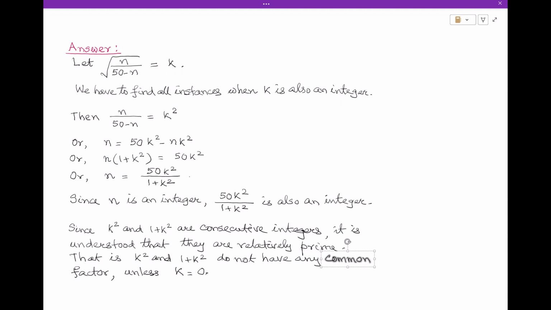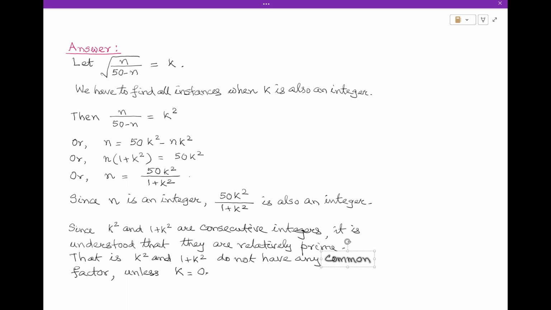Now since square root of n divided by 50 minus n is equal to k, we have n divided by 50 minus n is equal to k square. By cross multiplication, n is equal to 50k square minus nk square, or by rearranging terms, n multiplied by 1 plus k square is equal to 50k square. This gives n is equal to 50k square divided by 1 plus k square.